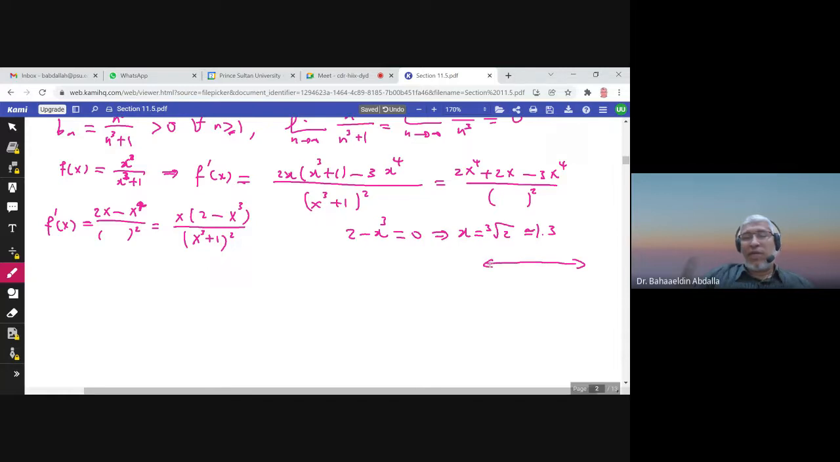So let me discuss the case when x is greater than 1.3. What would happen if x is greater than cube root of 2? f prime of x would be what? Take a number greater than 1.3, 10, for example. 2 minus 1000. This would be negative. This would be positive. This is positive. So f prime is in fact negative when x is greater than cube root of 2. This means f is decreasing.